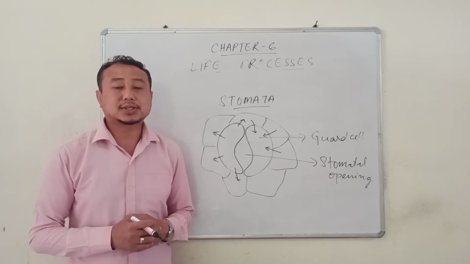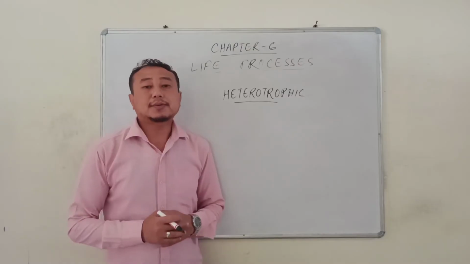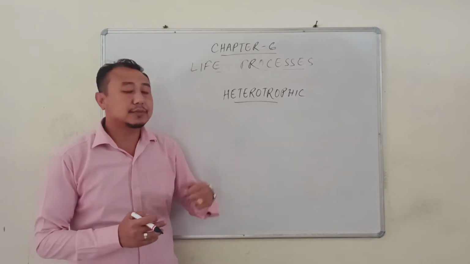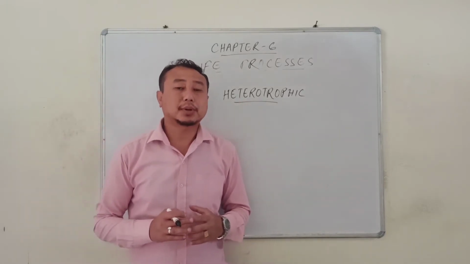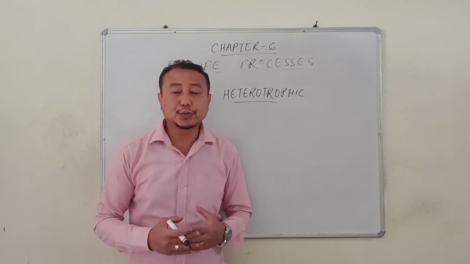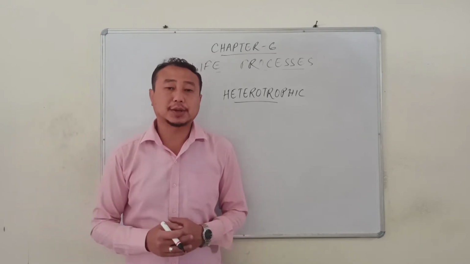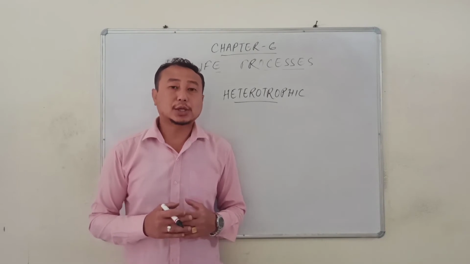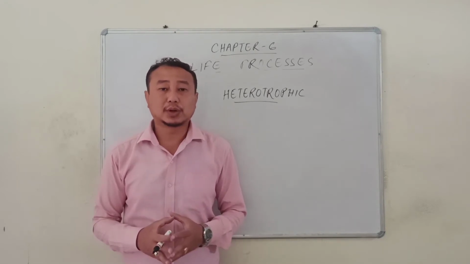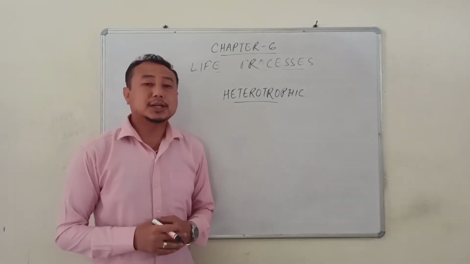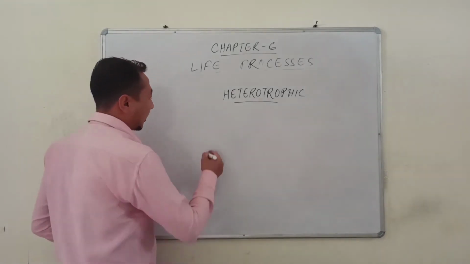Now, let's come to the next type of nutrition. The next type of nutrition is heterotrophic nutrition. This is the type of nutrition in which an organism is not able to prepare its own food but depends upon the organic matter present in the surroundings. Depending upon how the heterotrophic organisms obtain their food, this mode of nutrition is divided into different types. So now let us discuss these different types of heterotrophic nutrition.